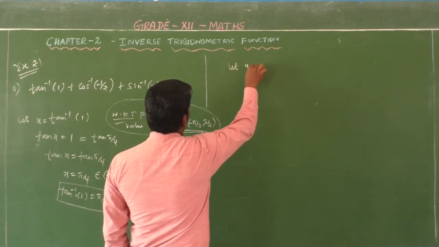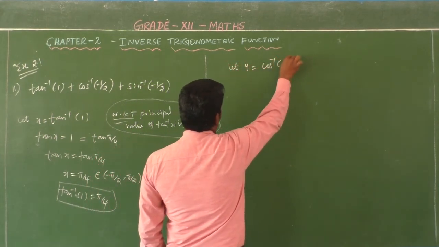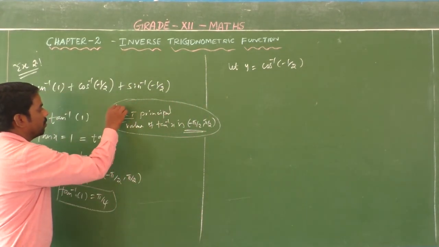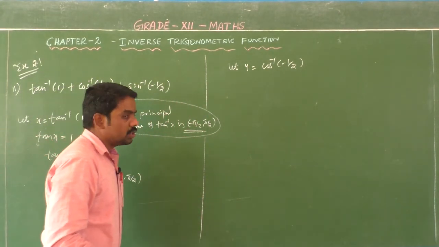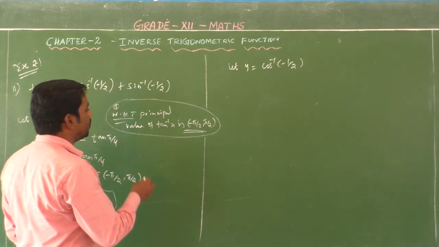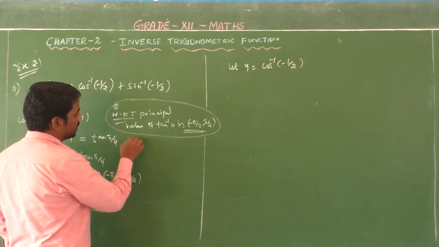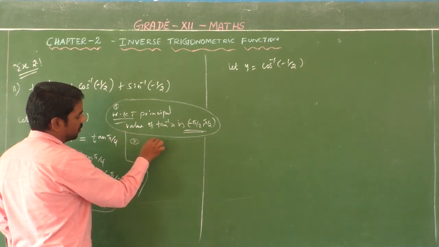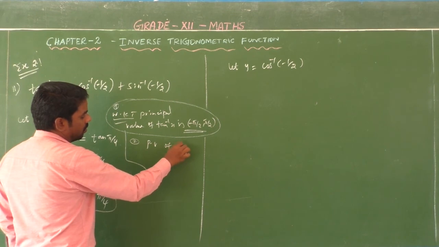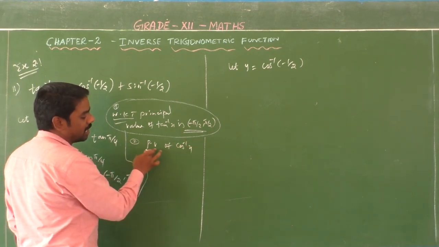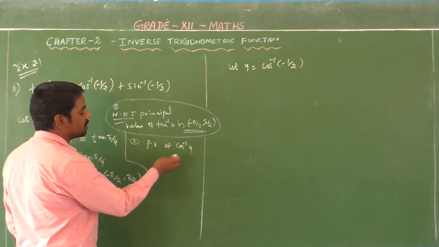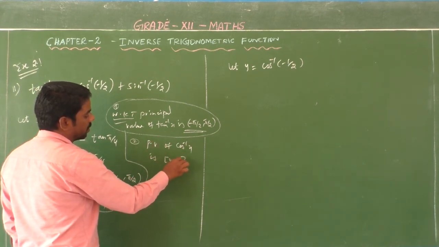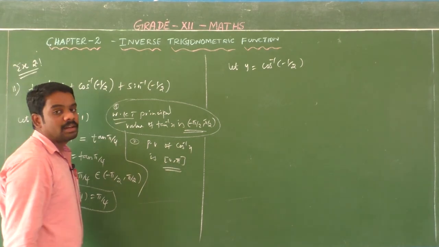Let y equal to cos inverse of minus 1 by 2. You know that the principal value of cos inverse x is the closed interval 0 comma pi.